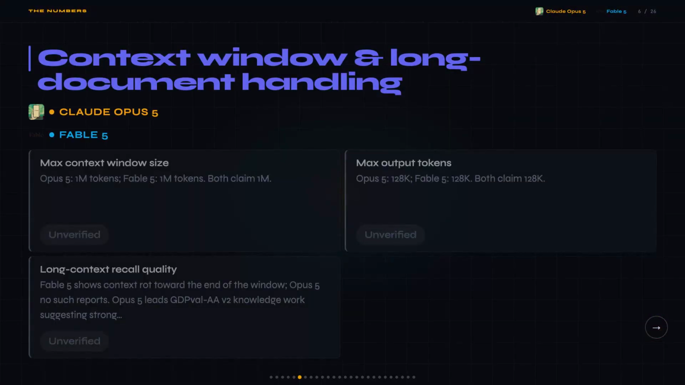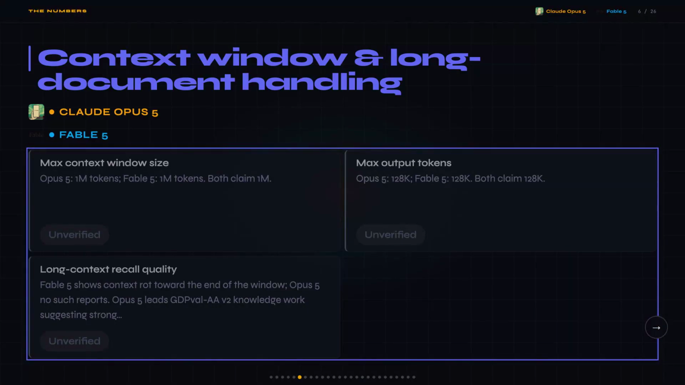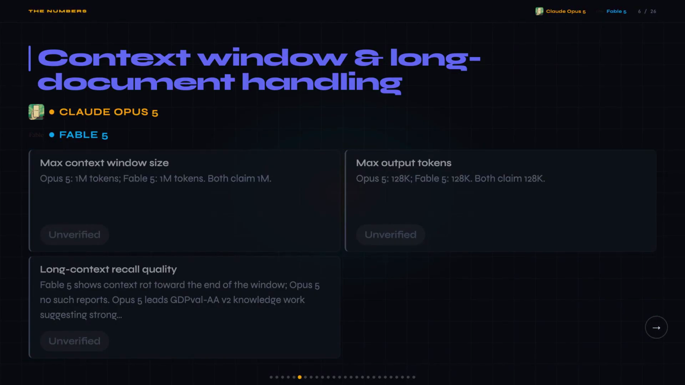What surprised me is that both models claim 1 million tokens and 128,000 max output. So on paper, they're identical, but I looked at the community reports and Fable 5 shows real context rot past around 800,000 tokens, while Opus 5 has no such reports. And that's a meaningful gap hiding behind matching spec sheets.